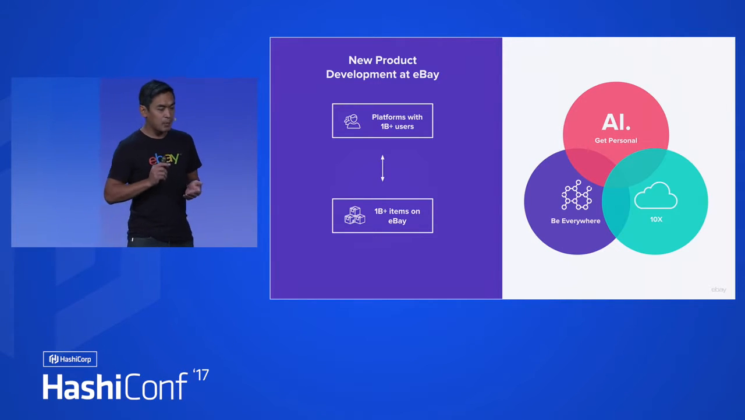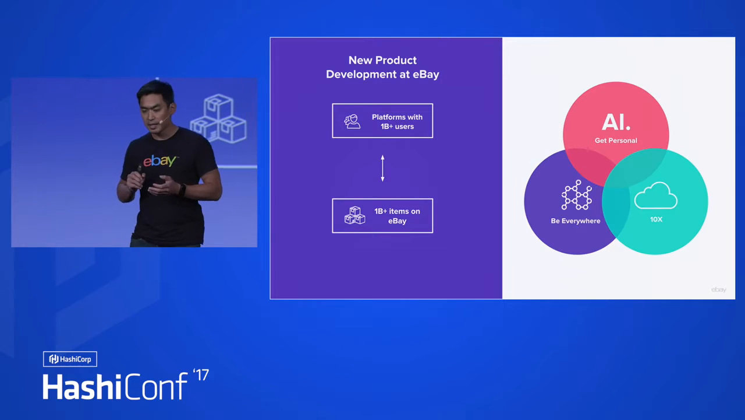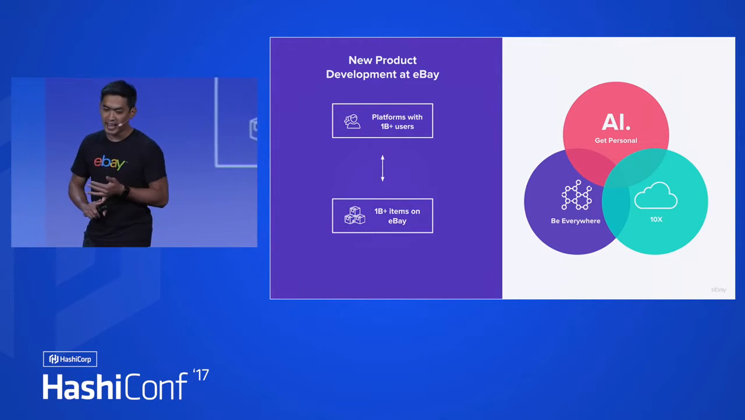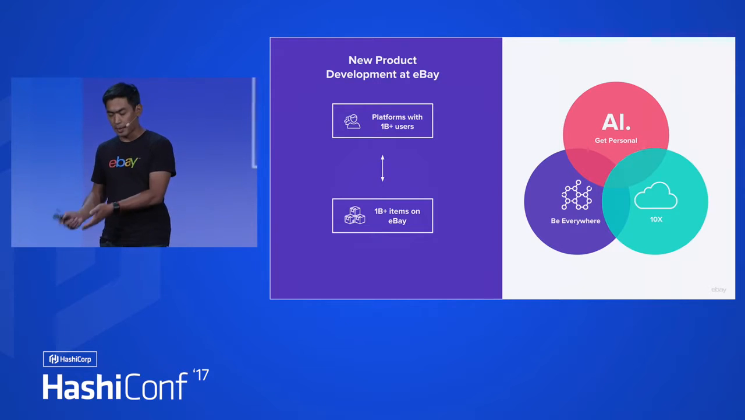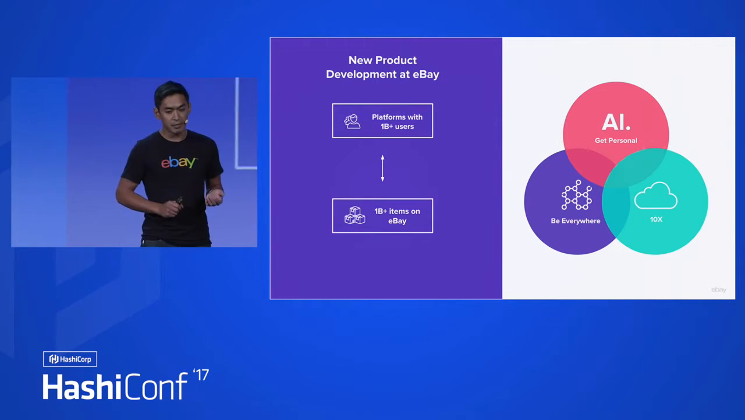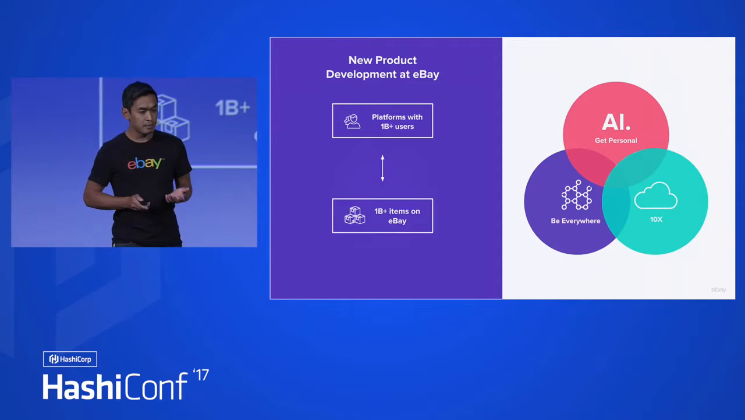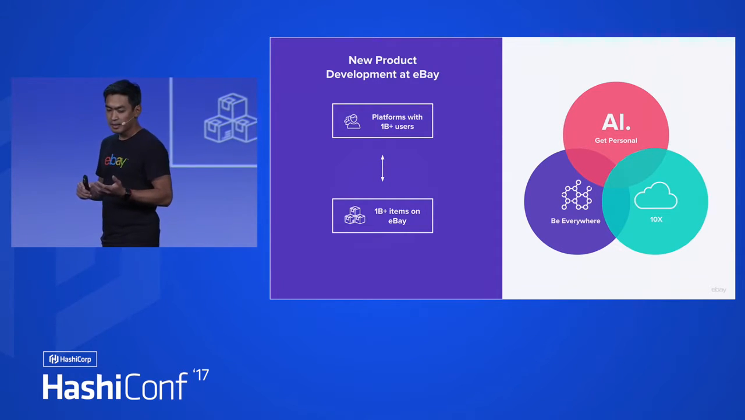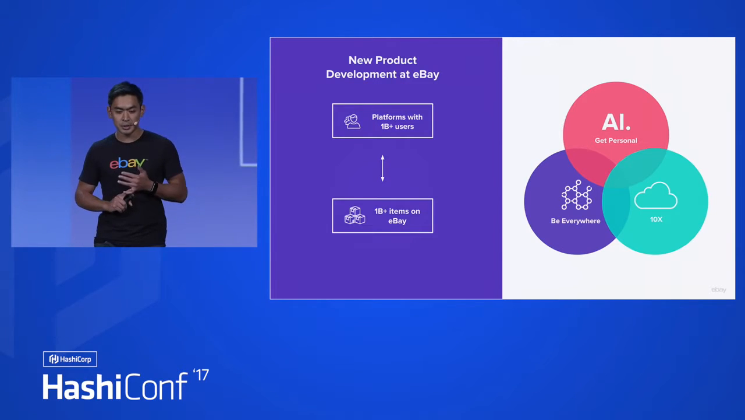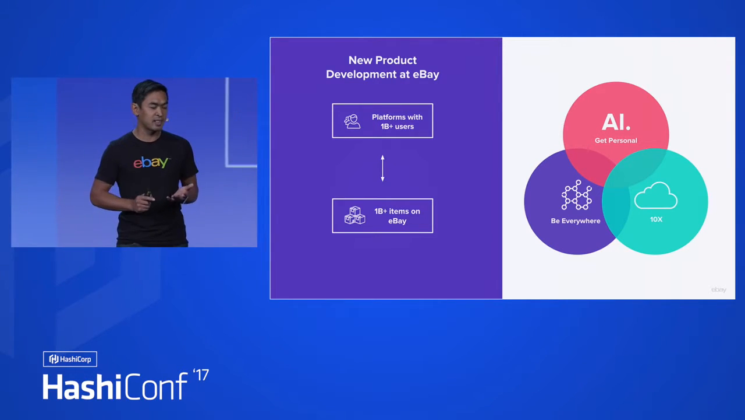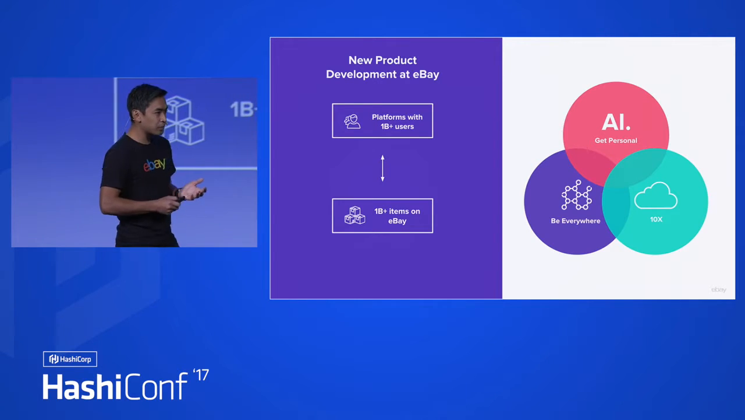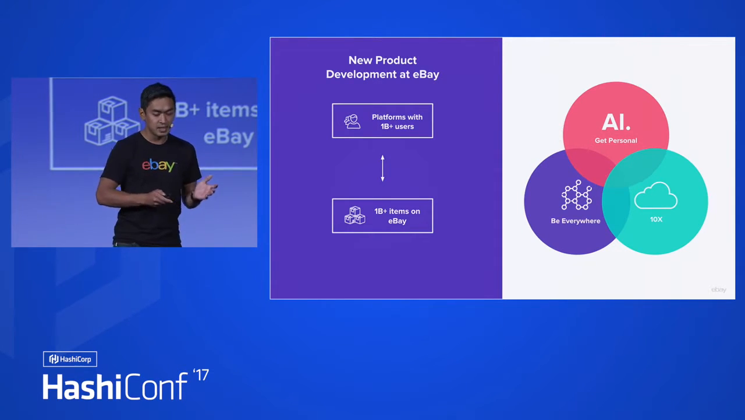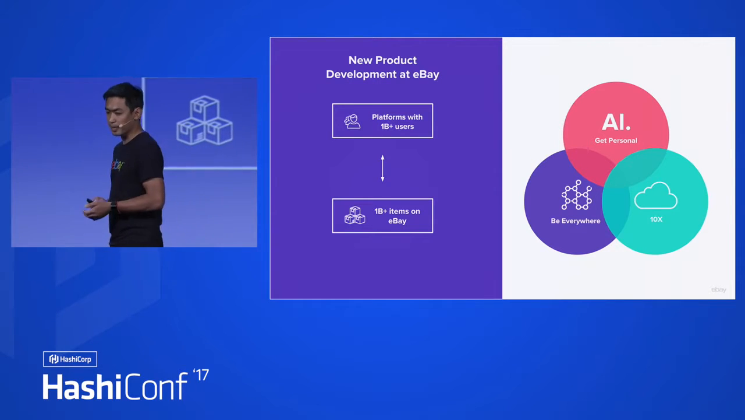So looking at the slide, we have three main focuses for our team. We want to invest in AI, we want to invest in the public cloud, and we want to be everywhere. So our team has one simple task: find platforms with large user bases and connect them to the billion listings that we have. So we're able to move all of eBay's listings from our core data centers into Google Cloud.